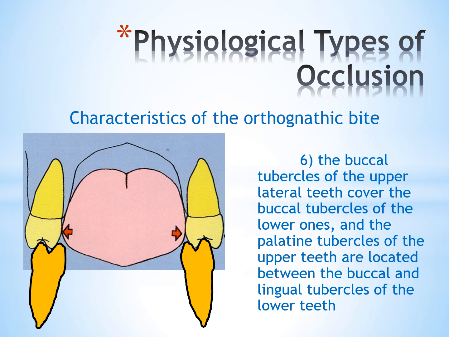Sixth characteristic, the buccal tubercles of the upper lateral teeth cover the buccal tubercles of the lower ones, and the palatine tubercles of the upper teeth are located between the buccal and lingual tubercles of the lower teeth.